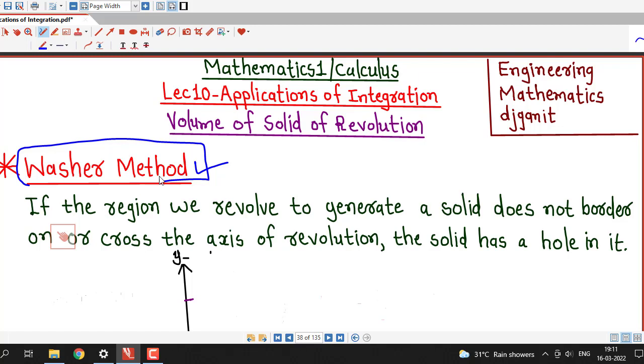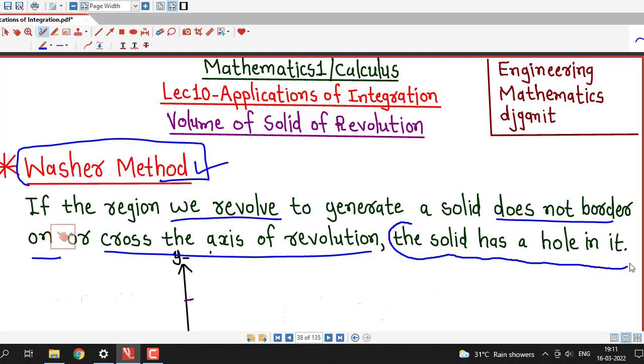We will use this washer method if the region we revolve to generate a solid does not border on or cross the axis of rotation. If we have that type of region, then the solid which will be generated will have a hole inside it, or a cavity in the middle of the solid.